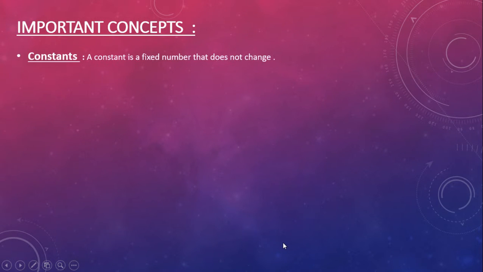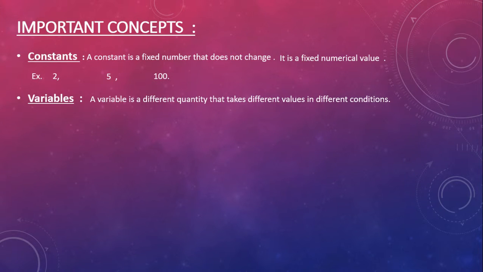The first concept is constant. A constant is a fixed number that doesn't change. It is a fixed numerical value. Some examples of constants are 2, 5, 100, etc.